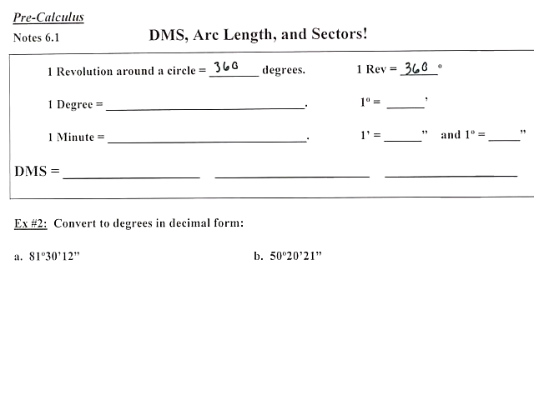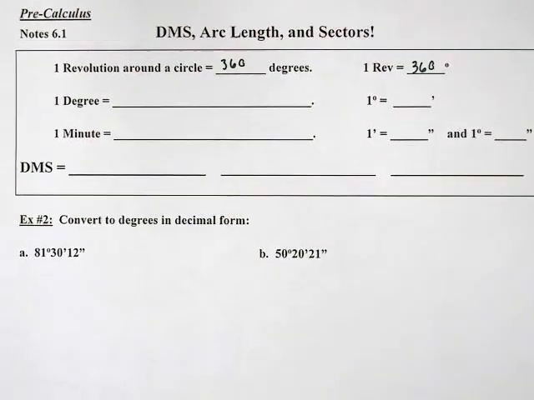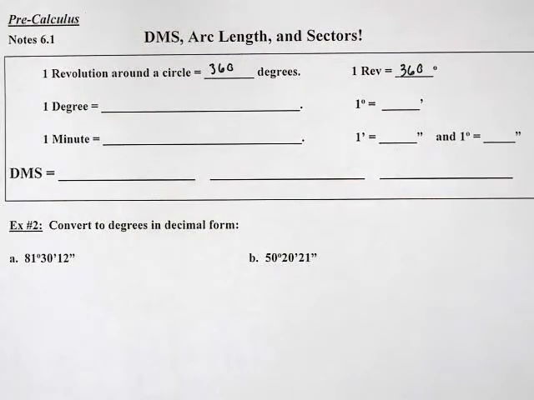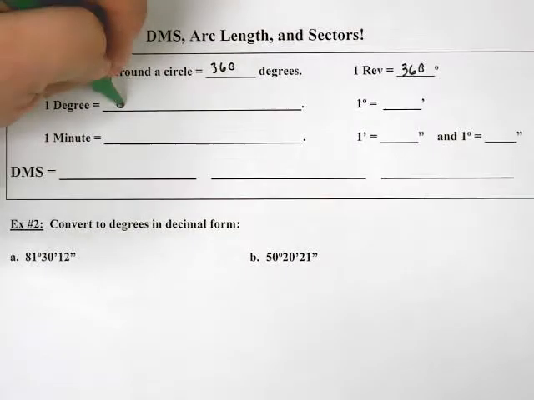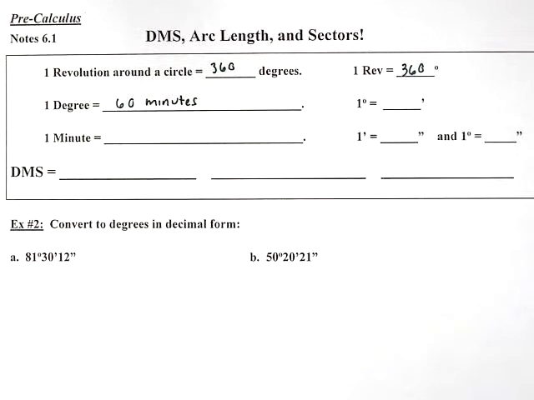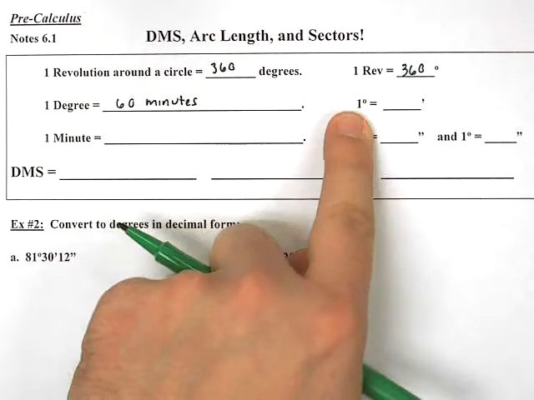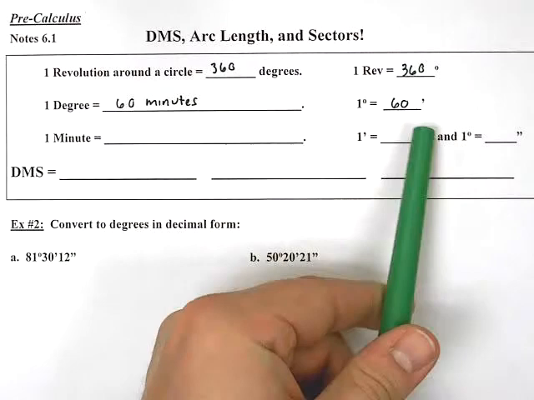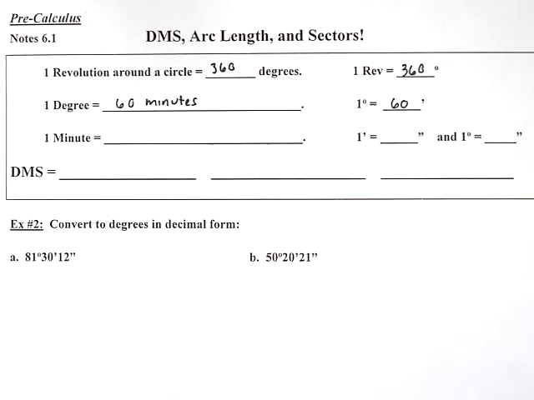What I am here to tell you is that inside of 1 degree, if we convert it down to a smaller unit of measurement, there are 60 minutes. So 1 degree is equal to 60 minutes. Please note when you're talking about minutes, it's just a single apostrophe.